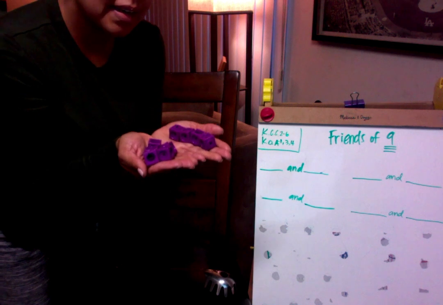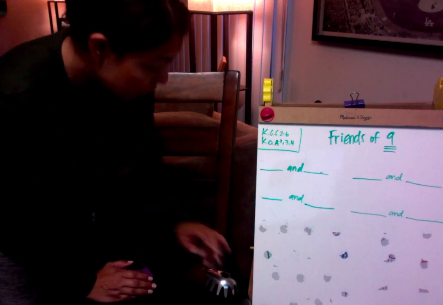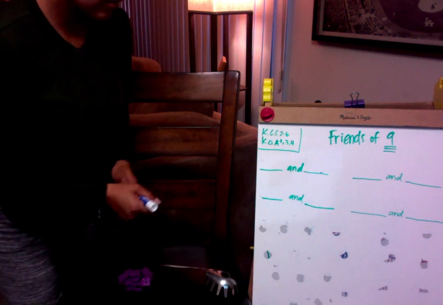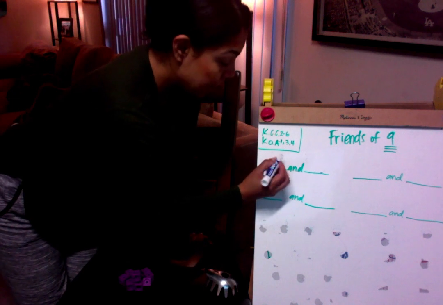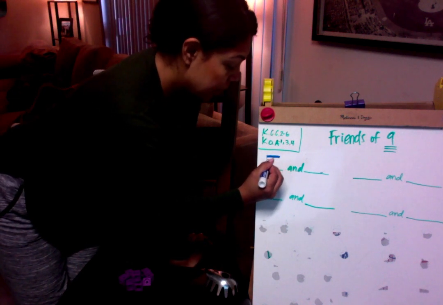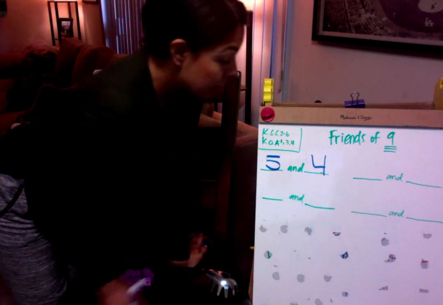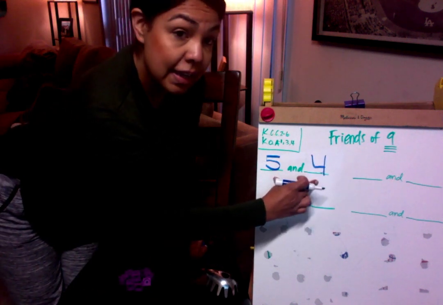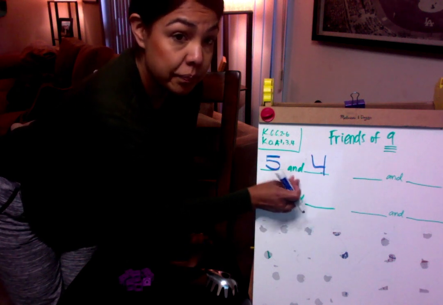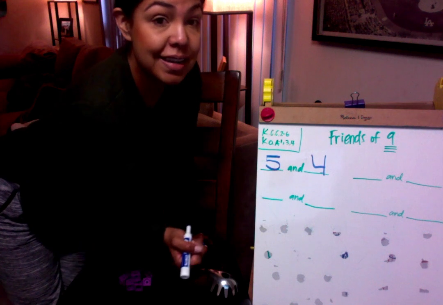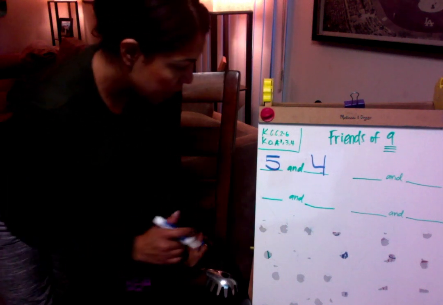Good, it'll still be 9. So I know that on my chart, right over here, and today we're going to make a Friends of 9 chart, I know that if I had 5 on the right side earlier, 5 snap cubes, and on the other side I had 4, if I sum up my add-ins, which means I'm going to put them together, I still have 9. Correct. So, boys and girls, but remember what I said.